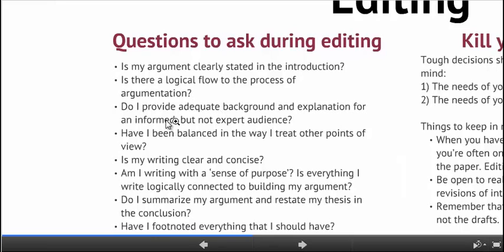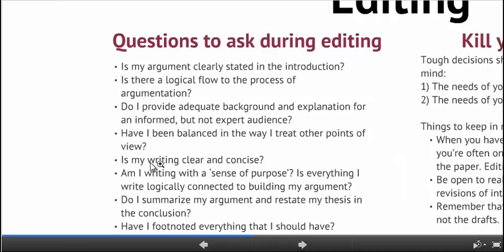The next question, do I provide adequate background and explanation for an informed but not expert audience? You need to keep the audience in the loop all the time, and going into definitions sometimes that are really important for your work, and so on and so forth. You also want to be balanced in the way you treat some other point of view. One thing we don't want to see in the academia is straw manning, as it's known in the internet world. It's when you misrepresent someone else's arguments and then knock them over like a straw man. Don't do that. In fact, your argument will be much stronger if you manage to correctly represent the argument of an opponent and then defeat it.